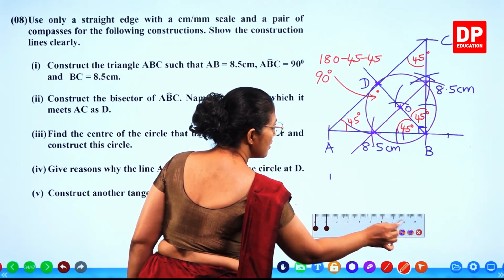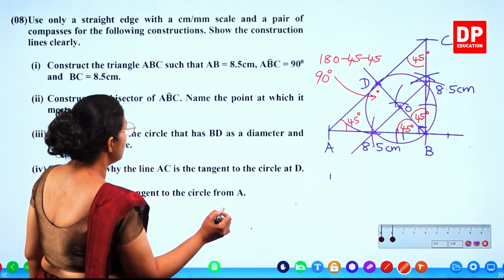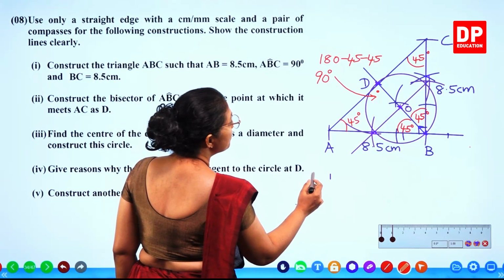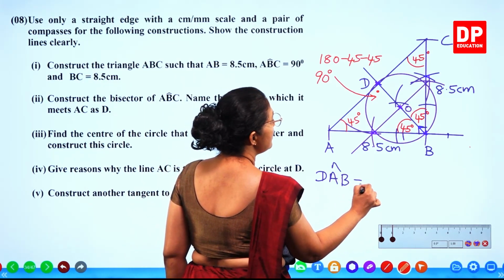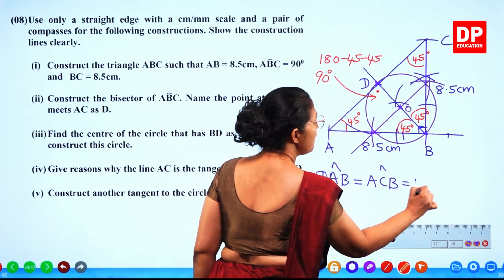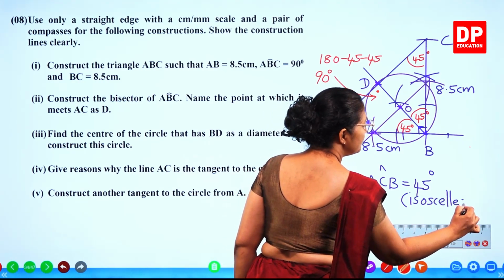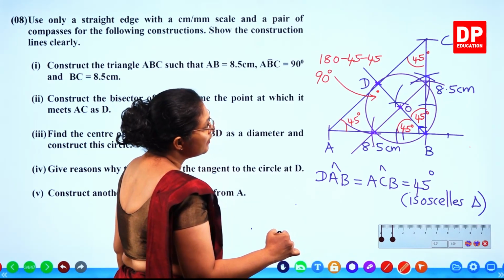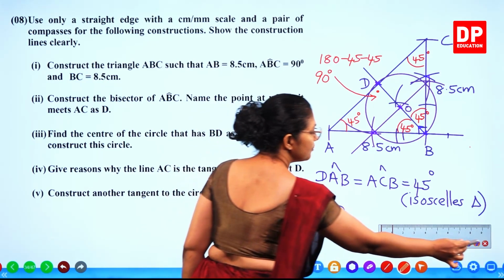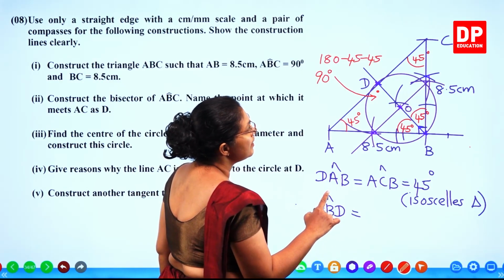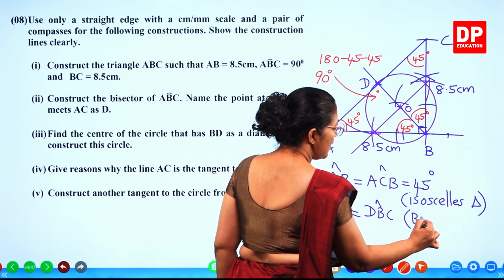You have to write down all the angles. So let's do the fourth part here. I can write DAB angle and ACB angle is 45 because it is an isosceles triangle. Then I can write ABD angle is the same as DBC angle because it's the bisector. BD is the angle bisector.